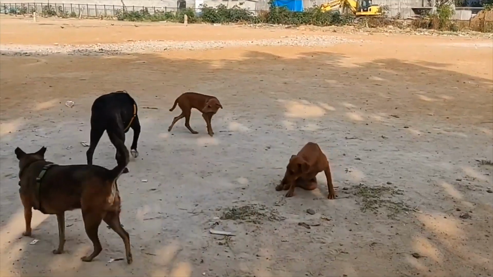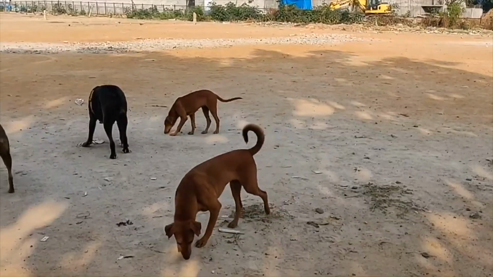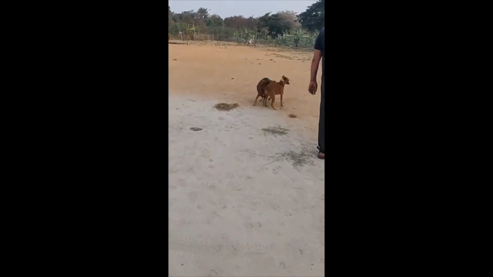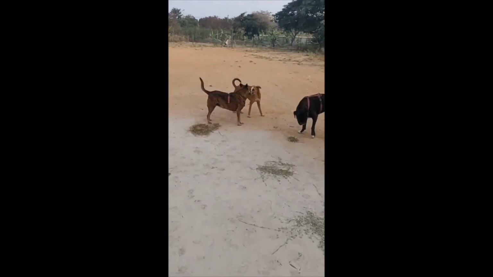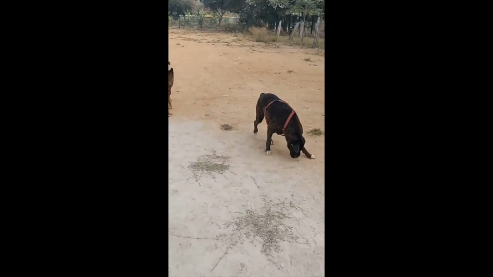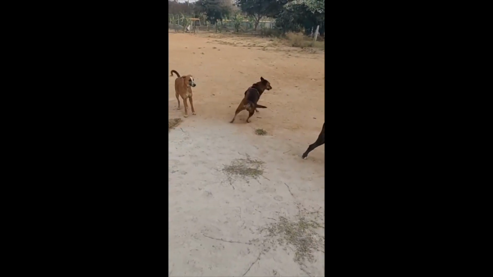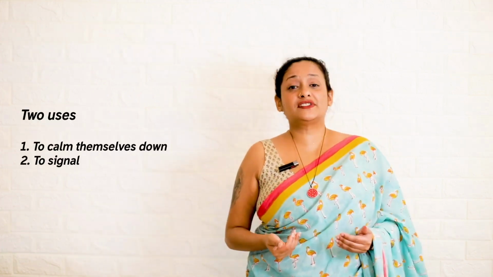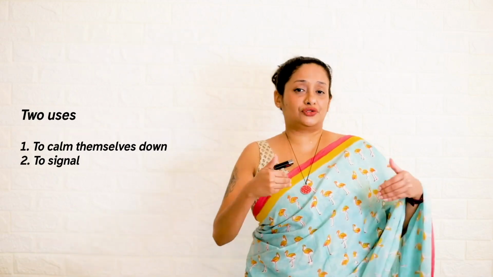So here you see all of them suddenly sniffing, and there's nothing to sniff. These two are getting a little too excited. Nishi walks in, splits, she drops her head and she's sniffing. They calm down a little bit and there they sniff too. So this could be used again in two ways. One is to calm themselves down and the other is to signal.